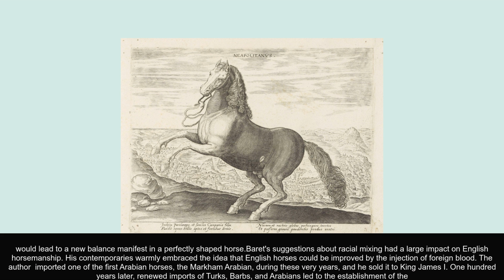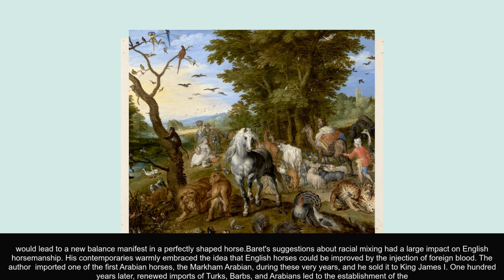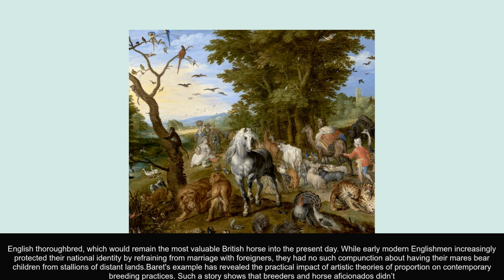His contemporaries warmly embraced the idea that English horses could be improved by the injection of foreign blood. The author imported one of the first Arabian horses, the Markham Arabian, during these very years, and he sold it to King James I. 100 years later, renewed imports of Turks, Barbs, and Arabians led to the establishment of the English thoroughbred, which would remain the most valuable British horse into the present day.